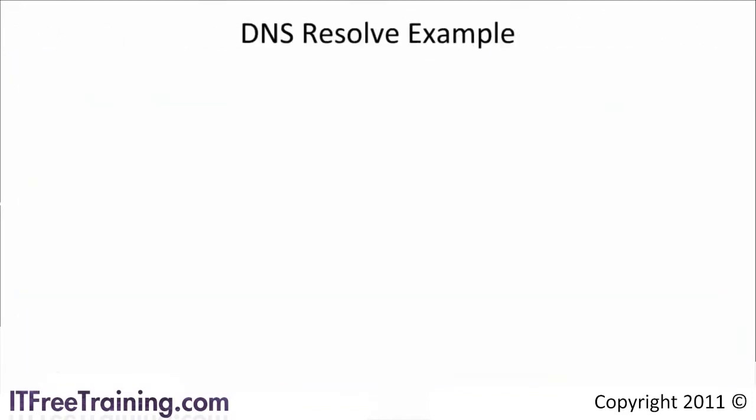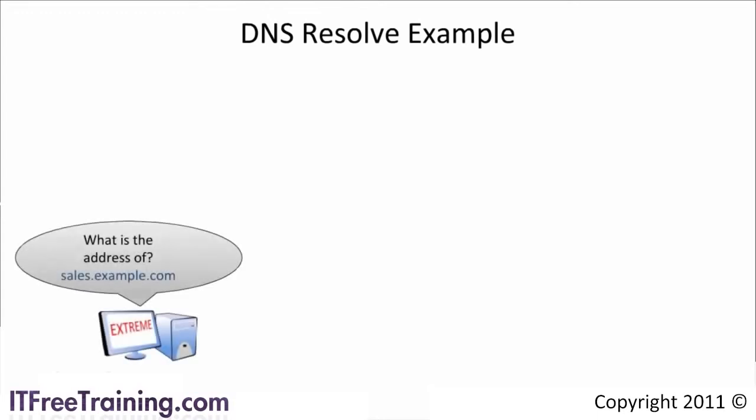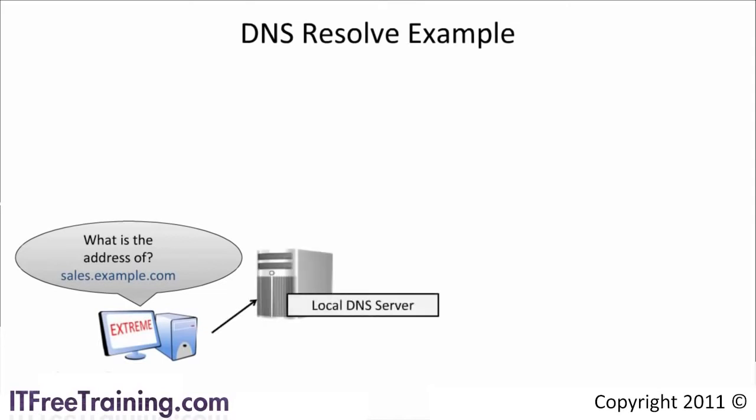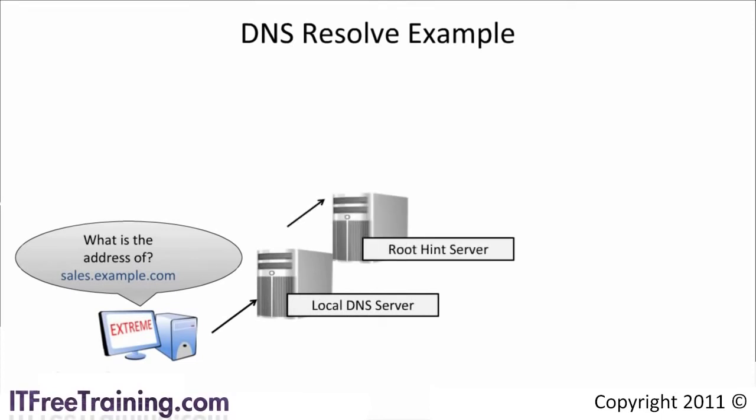To better understand the name resolution process, consider this example. A client computer wants to resolve sales.example.com. It first contacts its local DNS server. The local DNS server sends a query to the root hint server. The root hint server responds back to the local DNS server with the IP address of a top-level domain server.